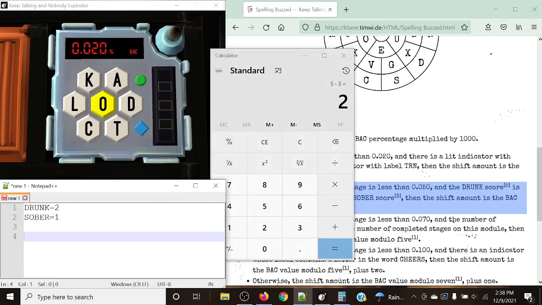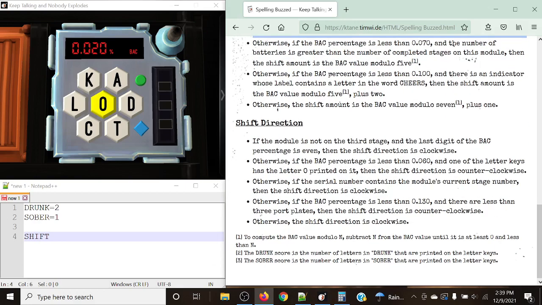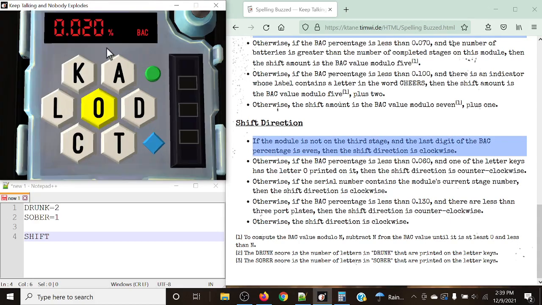So we're going to be shifting 2. But which direction, we don't know yet. So let's figure that out. So next up, if the module is not in the third stage and the last digit of the BAC percentage is even, which is indeed true, because the last digit of the BAC percentage is even, which is a 0. So that is true. And the shift direction is going to be clockwise. So we're going to shift twice clockwise for each letter.